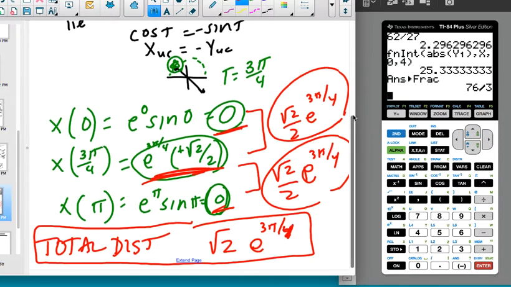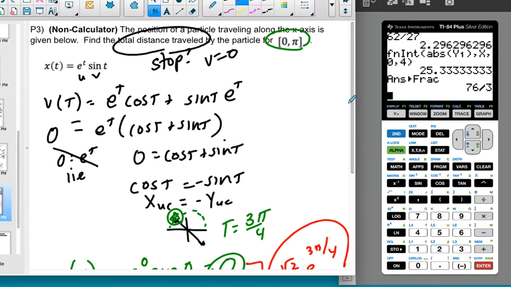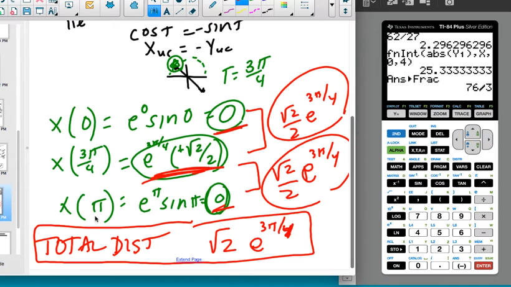Again, not an easy check on your calculator, aside from the fact that you could plug in these 3 numbers and verify that you got the right values, but that's the gist.